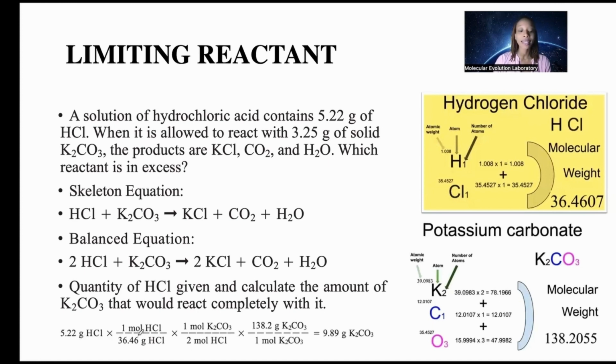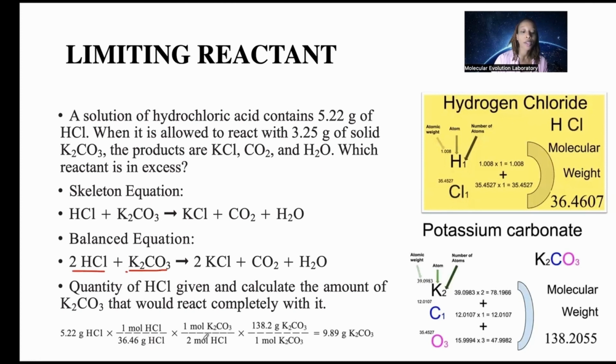5.22 grams of HCl times 1 mole of HCl. So you'll have to find the equivalent of 1 mole in grams of HCl. The 1 mole of HCl would be equivalent to 36, because we have hydrogen times 1, so that would be 1, and we have chlorine times 1, which is 35. So that basically gives you 36.4 grams, times 1 mole of potassium carbonate divided by 2 moles of HCl. Remember, we're looking at the ratio. 1 mole of this is basically reacting with 2 moles of this.